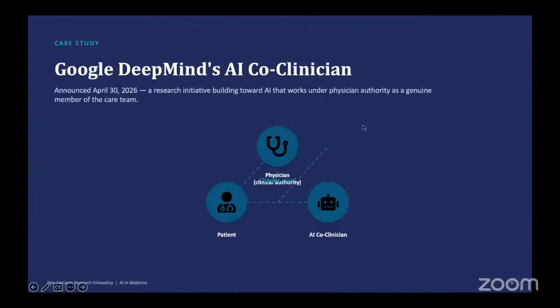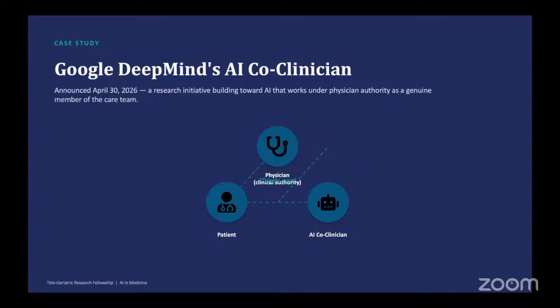So now let's talk about the case study, the AI co-clinician. I want to ground all of this in one very current, very concrete example. On April 13 of this year, Google DeepMind announced a research initiative called the AI co-clinician. The central idea is something they call triadic care. In traditional medicine, care happens in a pair, physician and patient. Triadic care adds a third party into that relationship, an AI agent that sits alongside both of them, observing, assisting, contributing, but critically not replacing either party.